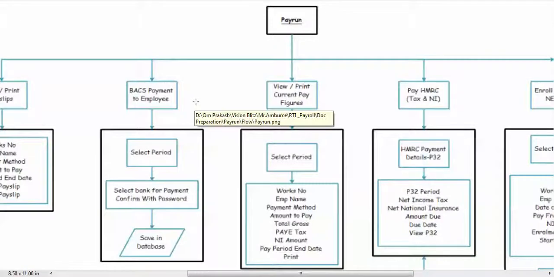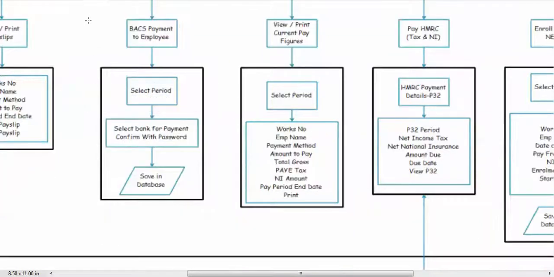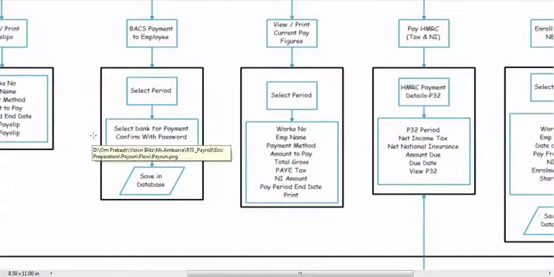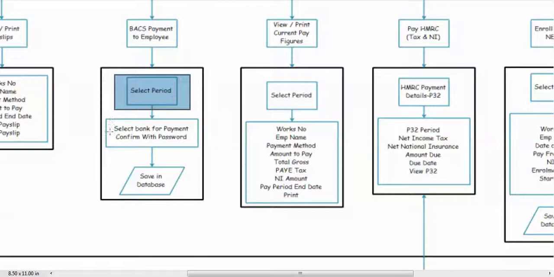So once we got approval from the HMRC, the organization, that is the client or agent or sub-admin or super-admin, is going to process the bank payment to employee. Before processing the bank payment to employee, he is going to select the pay period, and he needs to select from which bank account of his organization the bank payment process is going to happen.